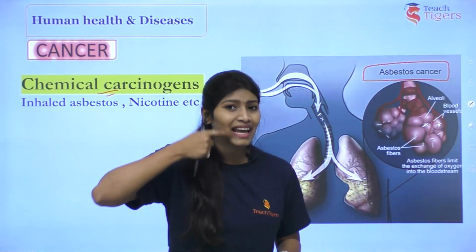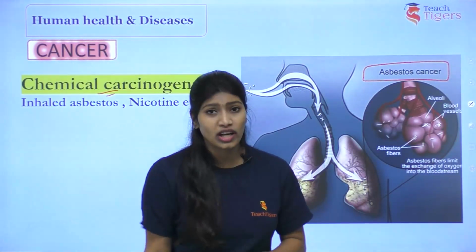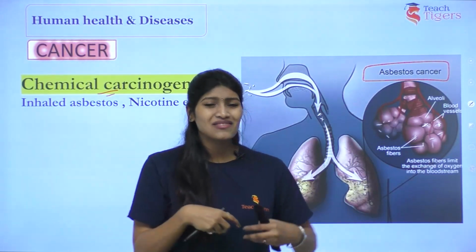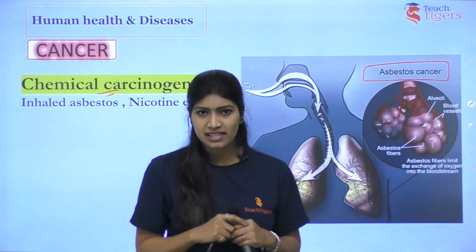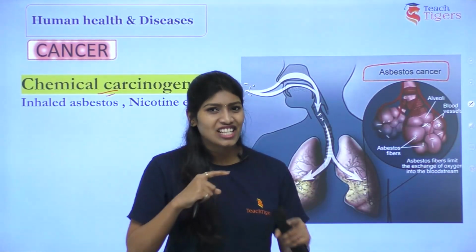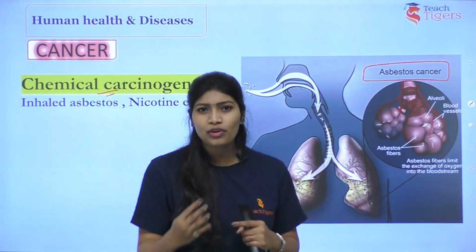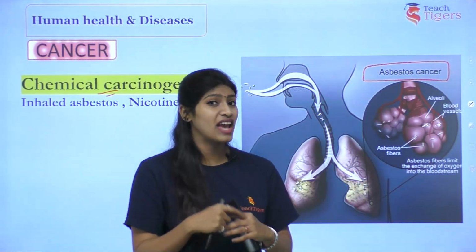Because of that, they can be inhaled through the nasal passes, and they will get deposited in the alveoli here. What happens if something is obstructing the diffusion process? Definitely there will be no exchange of gases. If something is obstructing the exchange of gases, then there will be no proper inlet and outlet of gases. That means there will be no exchange of gases.